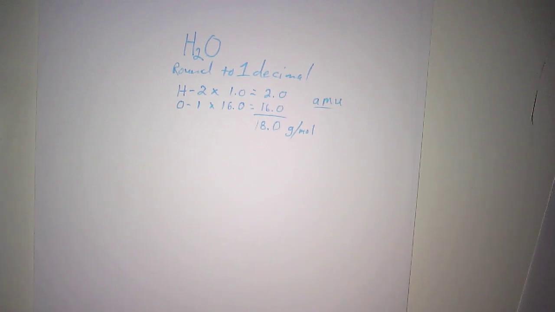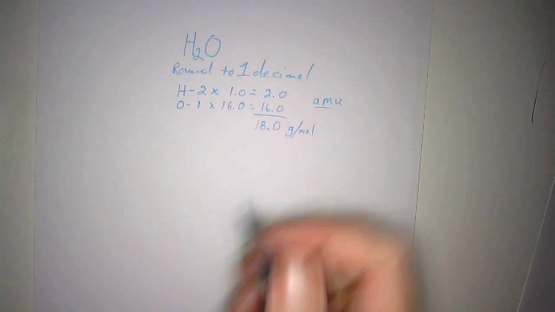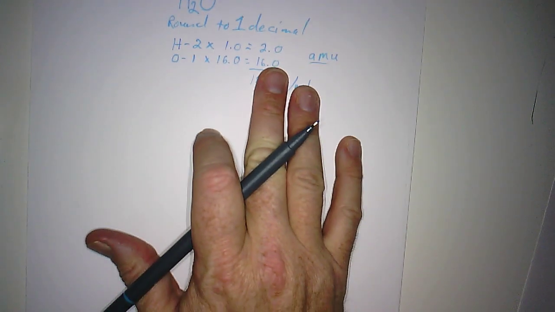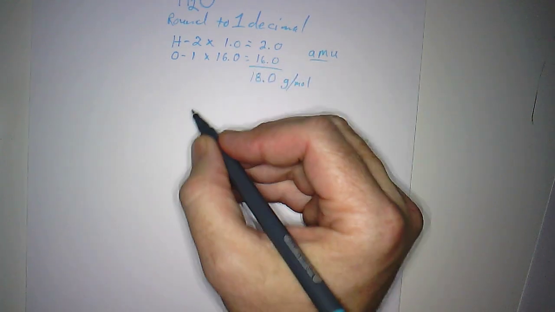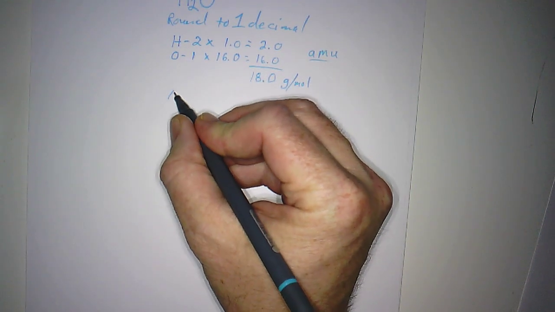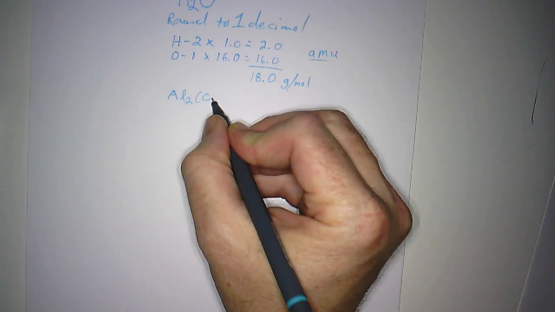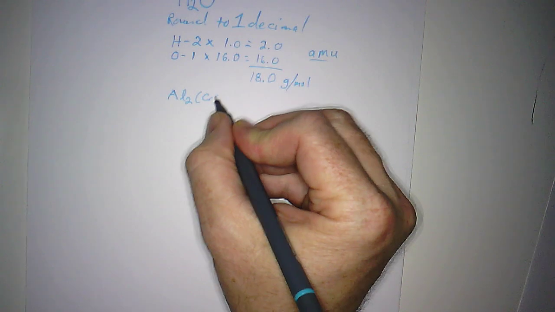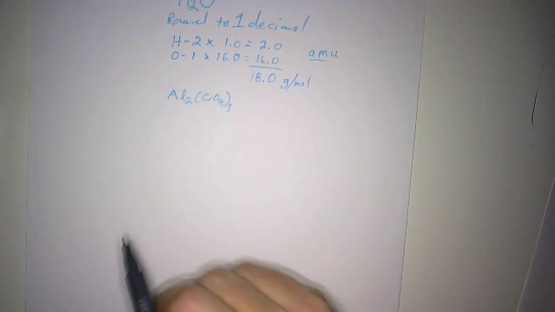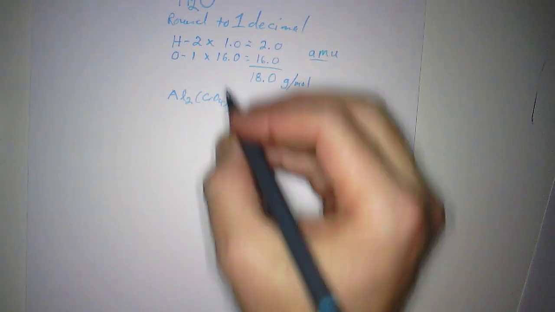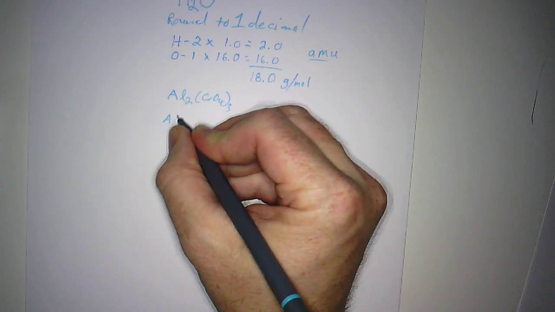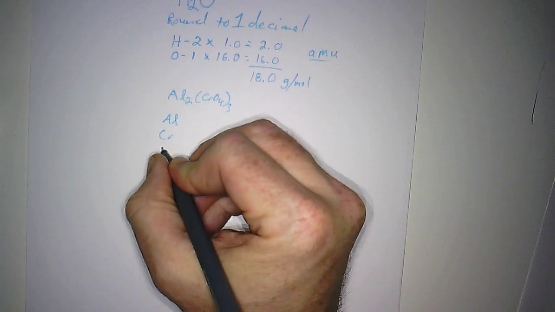Now, let's do one that's just a little more complicated, okay? We'll do one with parentheses in it. So we're going to go with Al2(CrO4)3, okay? So aluminum chromate. And when we do this, we do the atom inventories. We write down each element. So Al, Cr, and O.